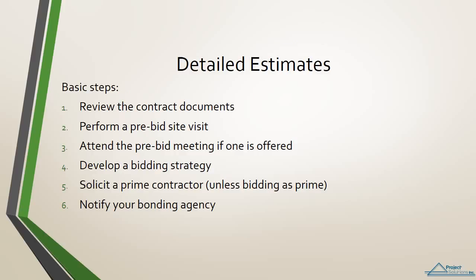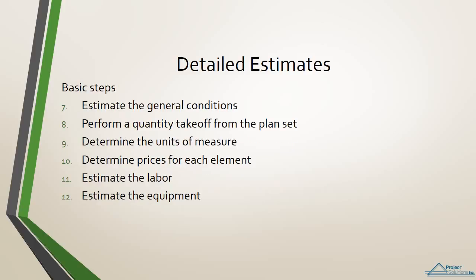Number 1, review the contract documents. Number 2, perform a site visit. Number 3, attend the pre-bid meeting if one is offered. Number 4, develop a bidding strategy. Number 5, solicit a prime contractor, unless bidding as prime. Number 6, notify your bonding agency. Number 7, estimate the general conditions.